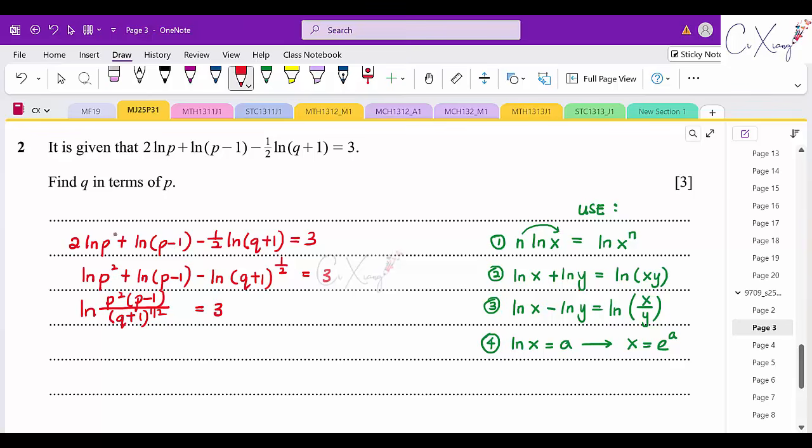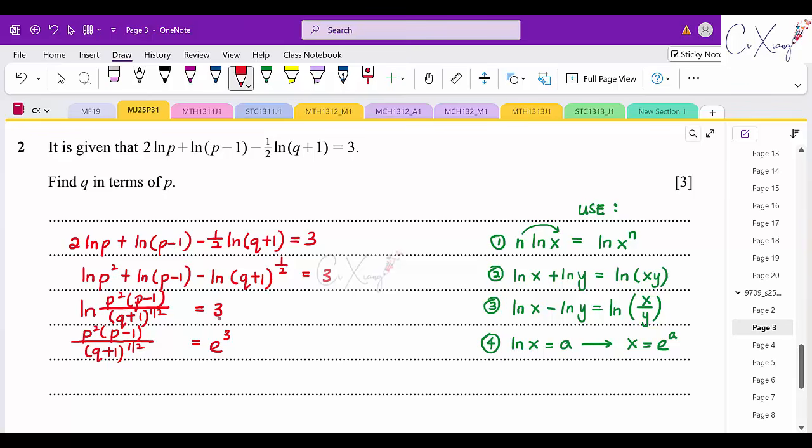Okay, then before you can keep your q on the left hand side alone, you have to get rid of the ln first. So how can I get rid of the ln? We are going to use rule number 4 here, where you bring the e over and the number on the right will become the power. If I apply this in our question here, this is what I will get. Equals to e power 3.